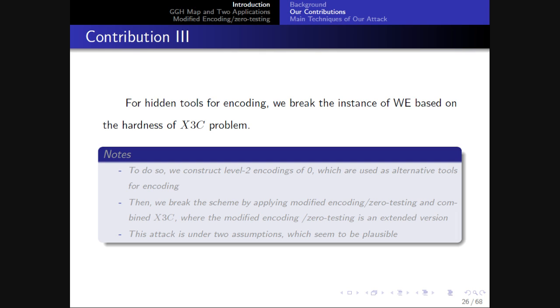Contribution three. For hidden tools for encoding, we also break the same instance of WE based on the hardness of X3C problem. Notes. To do so, we construct level two encodings of zero, which are used as alternative tools for encoding. Then we break the scheme by applying modified encoding zero testing and combined X3C, where the modified encoding zero testing is an extended version. This attack is under two assumptions which seem to be plausible.